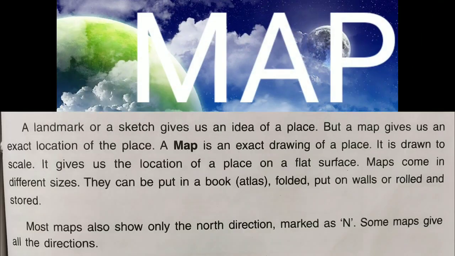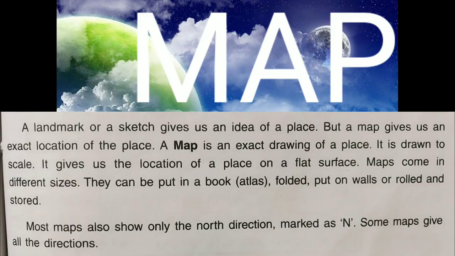A landmark or a sketch gives us an idea of a place, but a map gives us an exact location of the place. Exactly वो place कहाँ पे located है वो हमें बताता है map, and it is then exact drawing of a place. Right? It is drawn to scale.